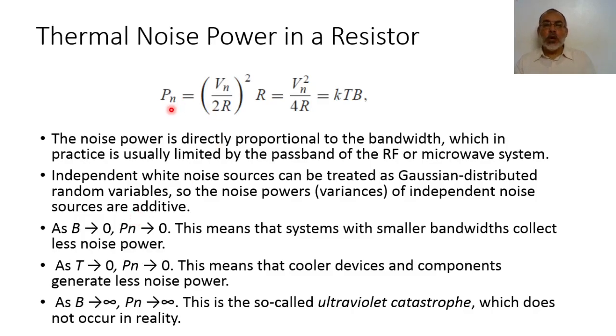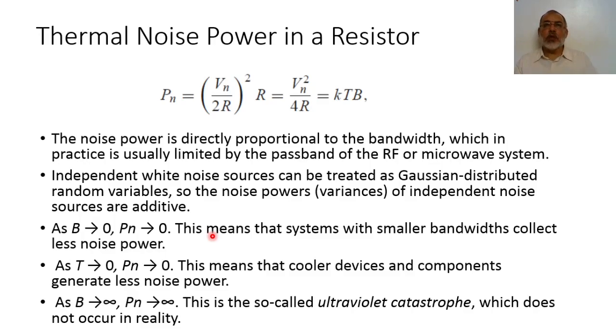According to what we have found, that the noise power is kTB, it means that if the bandwidth is tending to zero, if I reduce the operating bandwidth, the noise power would tend to zero. So a system with smaller bandwidth will collect less noise power.